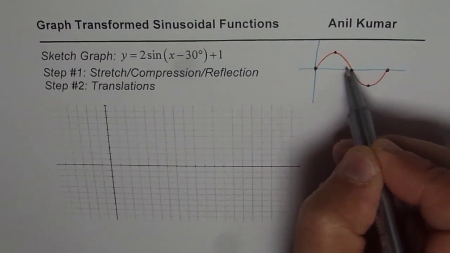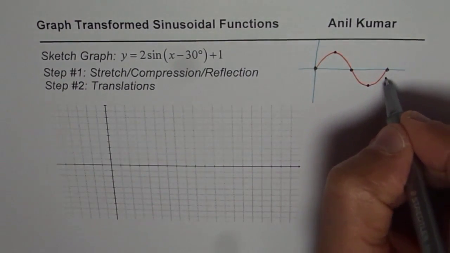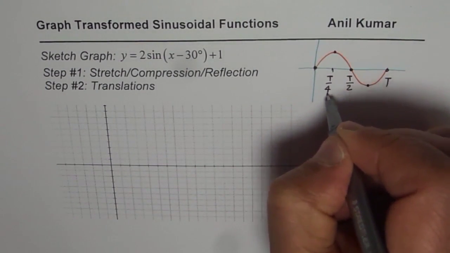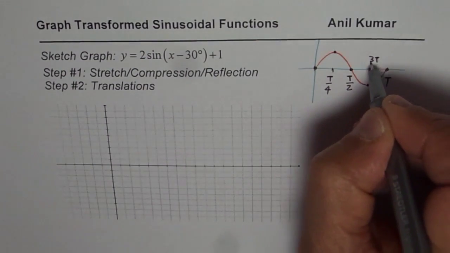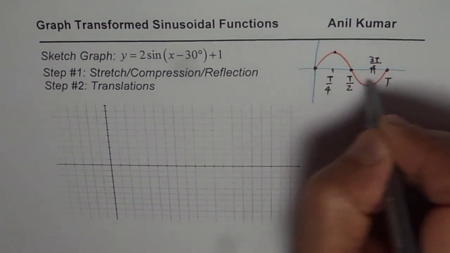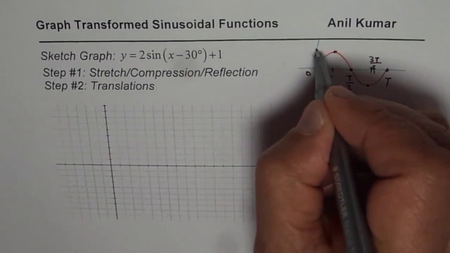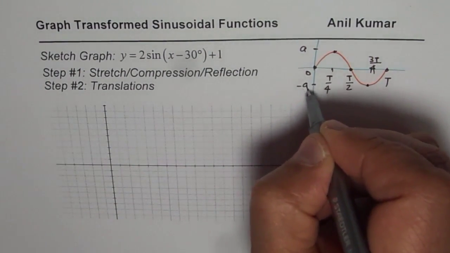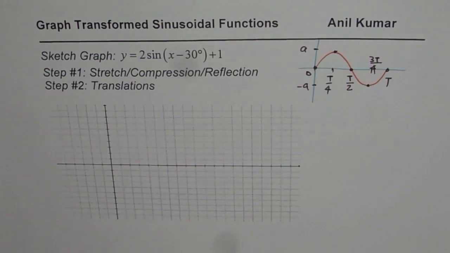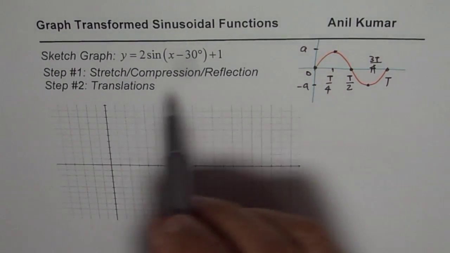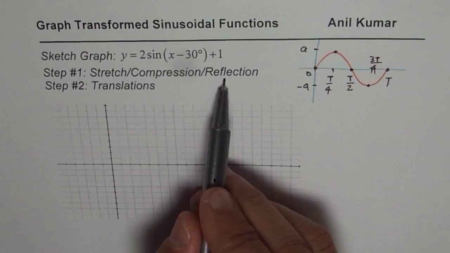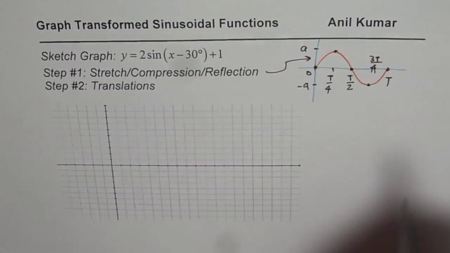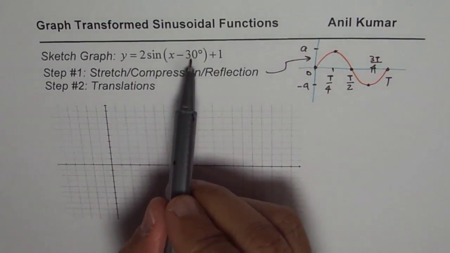This cycle is divided into 4 equal parts. If this is T, here we have T over 2, this one is T over 4, and this one is 3 times T over 4. That is how the sine function is, and this value will be the amplitude and the minus value of the amplitude. That is your vertically stretched or compressed function. So this is your first function normally.